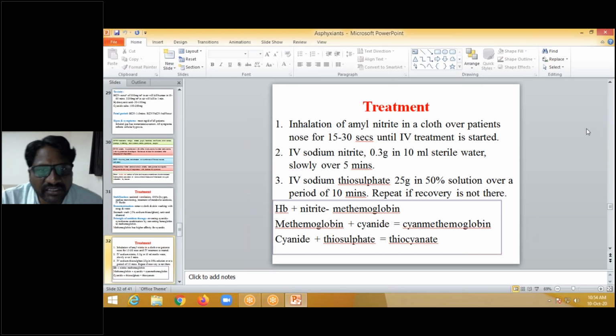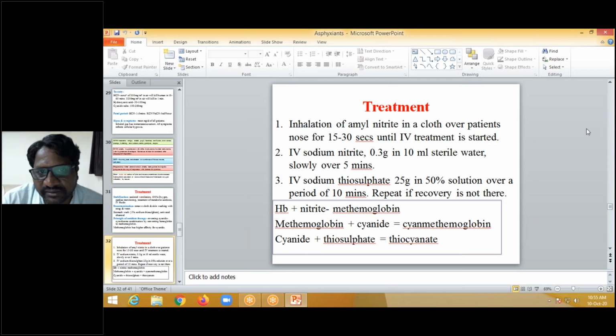Treatment: inhalation of amyl nitrite on a cloth over the patient's nose for 15 to 30 seconds until the IV treatment is started. What you do is take a gauze piece and expose it to the amyl nitrite drug, and keep this cloth exposed to the amyl nitrite close to the mouth and nose, to be inhaled for a minimum of 15 to 30 seconds until the IV treatment is started.